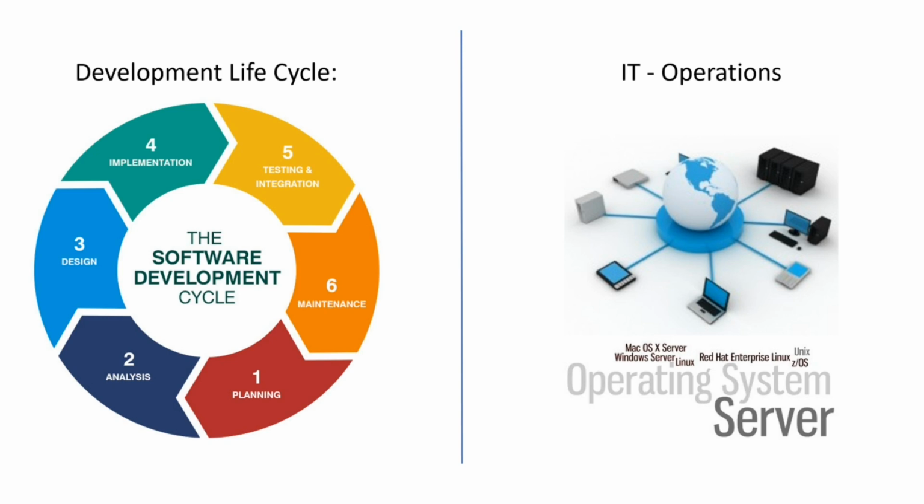This slide represents the software development lifecycle and IT operations. In the software development lifecycle, there are various stages where planning, analysis, and design will happen. After design, we start implementing the code, then testing and maintenance. As part of the implementation, people start writing the code. Once they start writing the code, they will build the code.